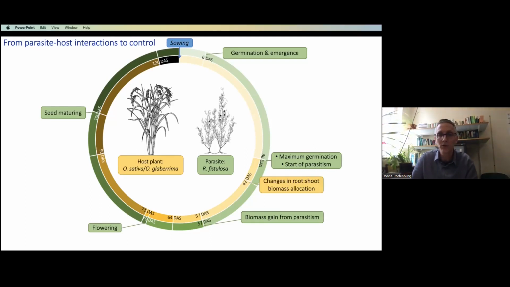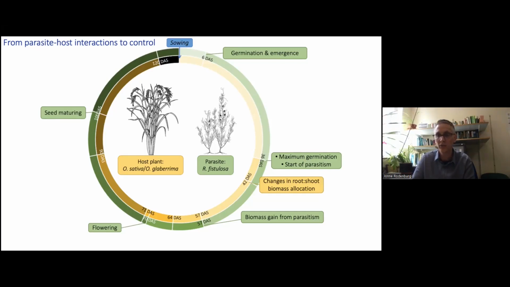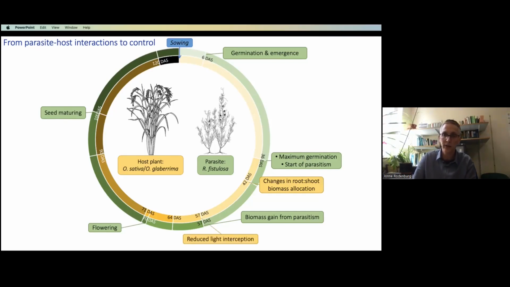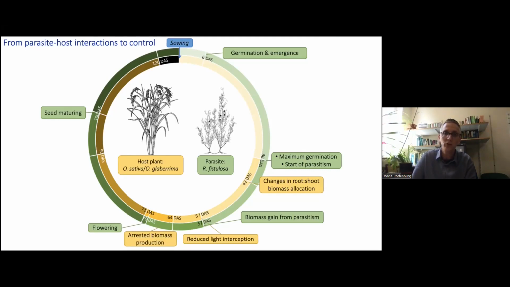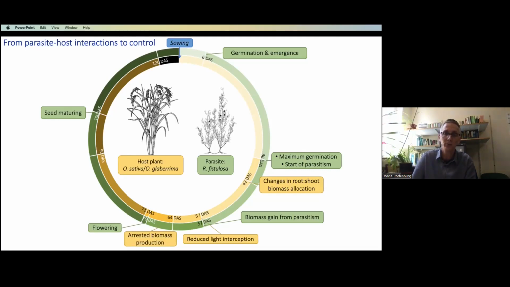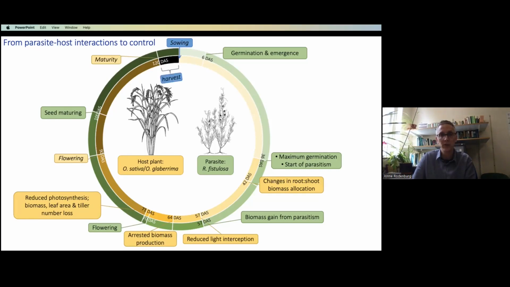And for the rice, the changes in root-shoot biomass allocation start a bit later than the start of the parasitism. And then gradually you get reduced light interception, you get arrested biomass production, you see significant effects on host photosynthesis, biomass, leaf area, and tiller number losses. And then it flowers and it matures, and all of this much later than the parasites, which is important.